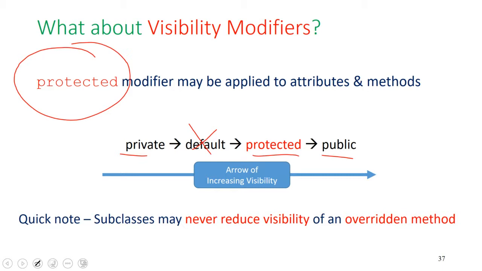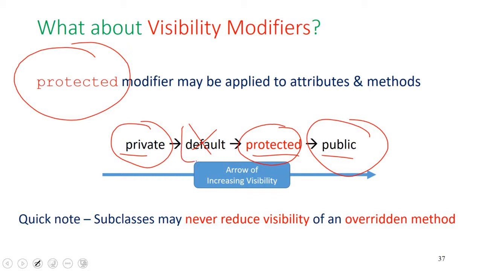So informally, private is still the absolute lockdown. Public is still everybody can do whatever they want. Protected is a little more open than default, in the sense that it's going to allow us to make an exception for subclasses. So protected is going to be like default, but when you are a subclass of a class that has something protected, like a method or an attribute, you are still going to be able to access it as if it was public. So that's why it fits between default and public. So as you go from left to right, you have increased visibility.